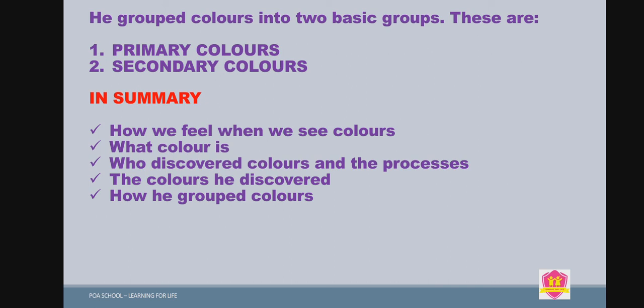Alright, so what is color? Who is a personality who discovered color? And what are the colors that he discovered? It's 7 colors. What are they? 2, 3, 4, 5, 6, and what? 7. All right, let's go back and see whether you are right or wrong.